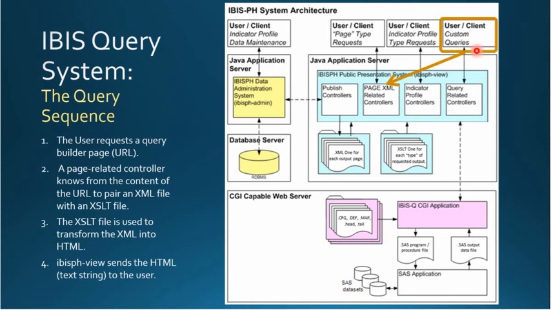Here the user sends the URL to the IBIS View application. IBIS View sends it to a page-related controller. This is the Java part of the IBIS View application. And this controller knows that because of the file that was requested, or the page that was requested, it needs to find a certain XML file and pair it up with a specific XSLT file, and those 2 files are combined to create an HTML file that's then sent to the user.